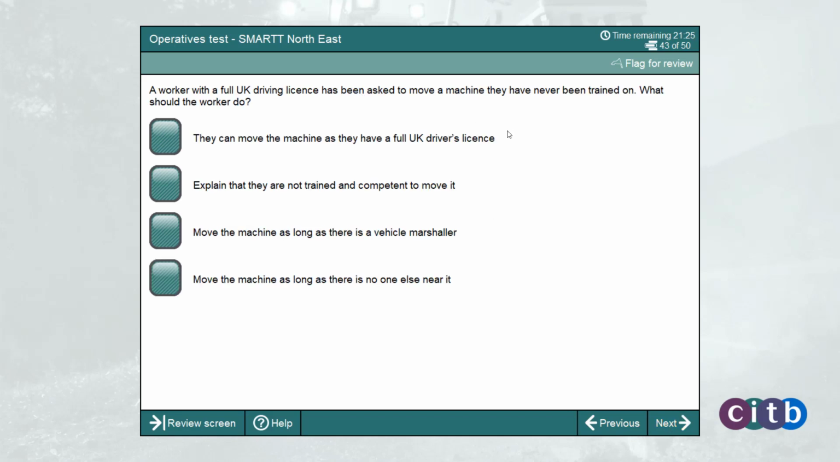A worker with a full UK driving licence has been asked to move a machine they have never been trained on. What should the worker do? They can move the machine as they have a full UK driver's licence. Explain that they are not trained and competent to move it. Move the machine as long as there is a vehicle marshaller. Move the machine as long as there is no one else near it.